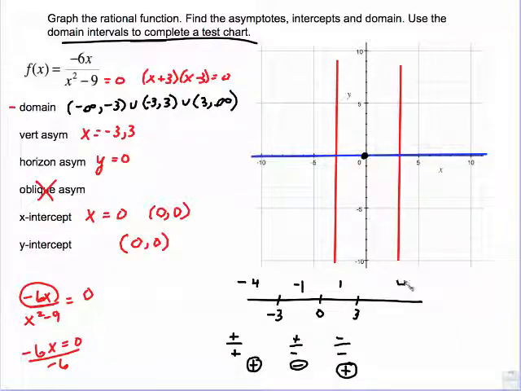Pick something to the right of 3, I'll pick 4. Negative 6 times 4 is a negative. Put 4 in the bottom, that'll be 16 minus 9, which is a positive. And a negative divided by a positive is a negative.